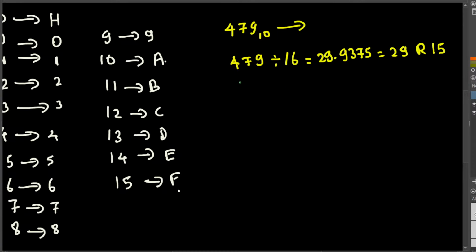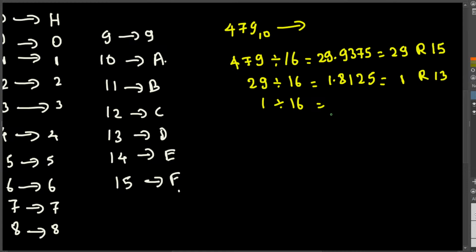And then you bring this 29, only the whole number, and divide it by 16. And here you will get 1.8125, and here 1 is the whole value, and for the remainder you multiply 16 by the fraction value, 16 times 0.8125, and that gives us 13. And the last one is 1 divided by 16. For 1 divided by 16, you don't have to actually do the calculation. If you divide, you're going to get 0.0625, but you don't have to do that. If it's 1 divided by 16, you can directly write the remainder as 1.